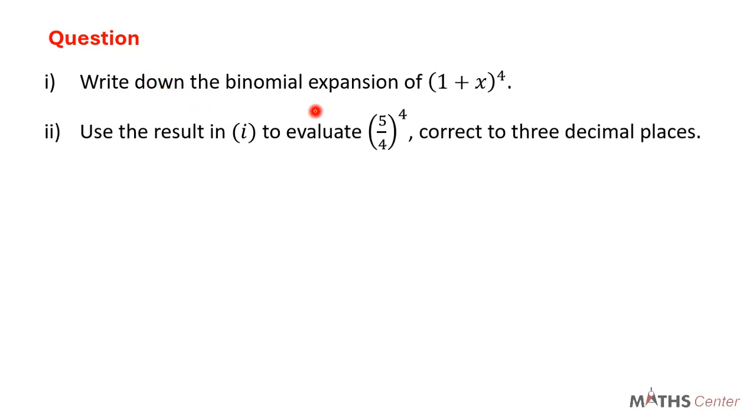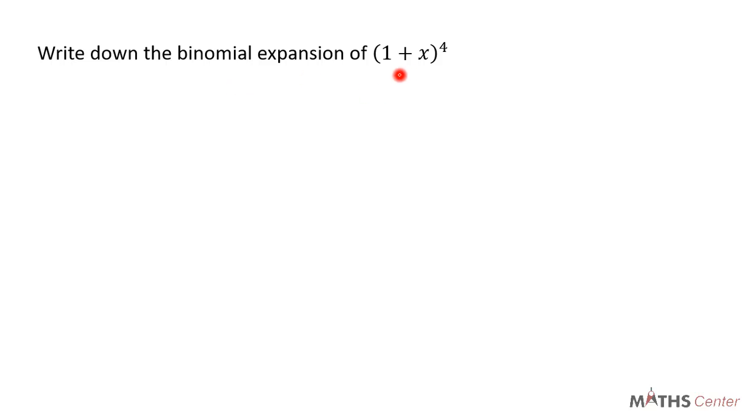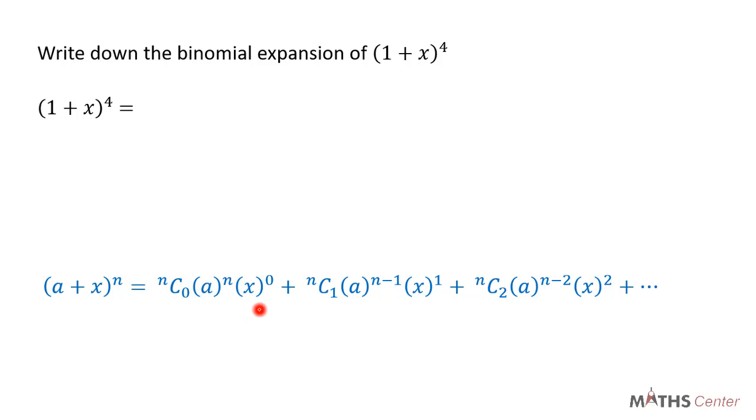Write down the binomial expansion of (1 plus x) exponent 4 and use the result in part I to evaluate 5 divided by 4 exponent 4, correct to 3 decimal places. So let's look at the first part of the question. We are going to write down the expansion of (1 plus x) exponent 4. We are going to use the binomial theorem here. This is the binomial theorem in case you want to refer to it.